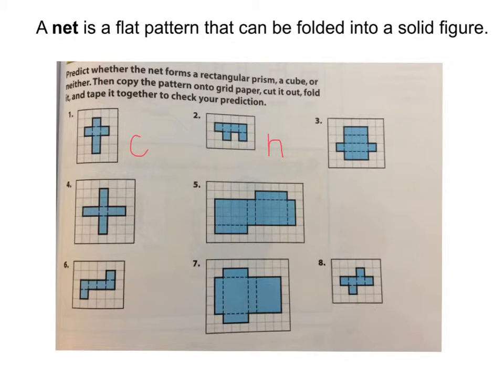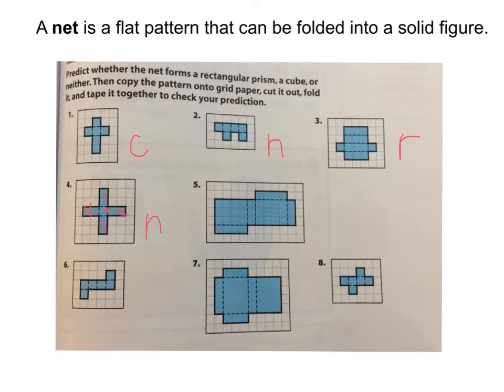Let's look at number 3. Would number 3 be a cube, a rectangular prism, or neither? Dara? Rectangular prism. Very good. Number 4. If we folded up number 4, would that be a cube, a rectangular prism, or neither? Sakshi? Neither. Why would it be neither? Look carefully. There's 1 here, 2 here, 3 here, 4 here, and then 5 in the middle. So there's only 5 faces. So would it be a rectangular prism with only 5 faces? It's missing a face, right?